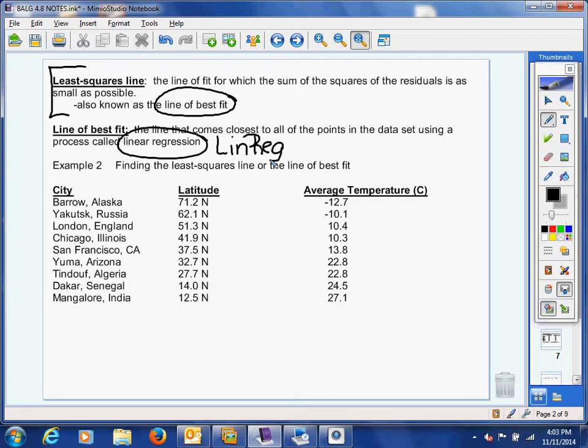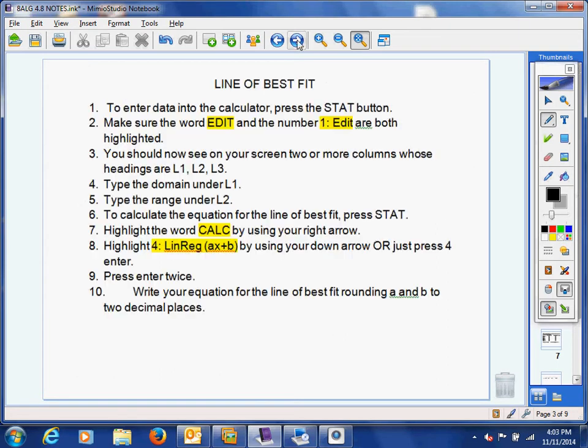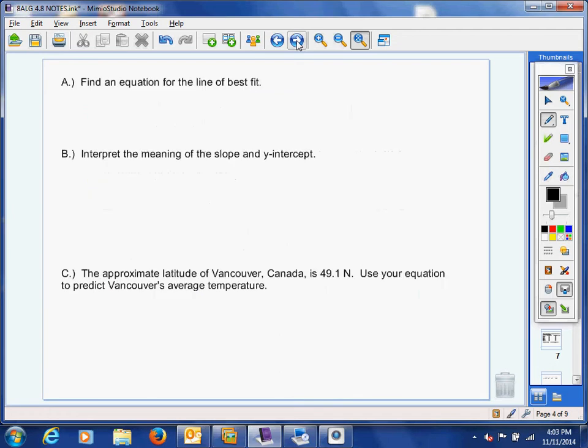Now example 2, we're going to find that least squares line, that line of best fit, and they've given us a series of data. On the next page is a list of written directions for you to put information into your calculator, and on the very next page after that, we're going to answer some questions.